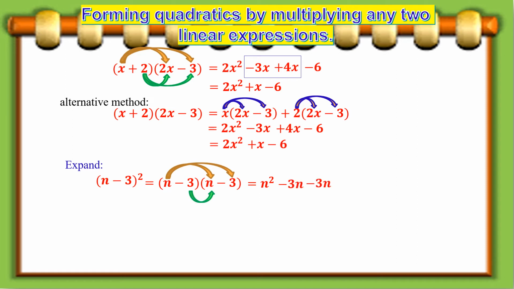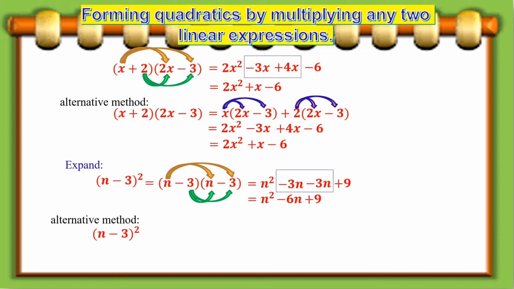Then negative 3 times n, which is equal to negative 3n. Then negative 3 times negative 3, which is equal to what? Correct. It is equal to 9. And then we are going to combine negative 3n and negative 3n, which is equal to negative 6n. So our final answer would be n squared minus 6n plus 9.